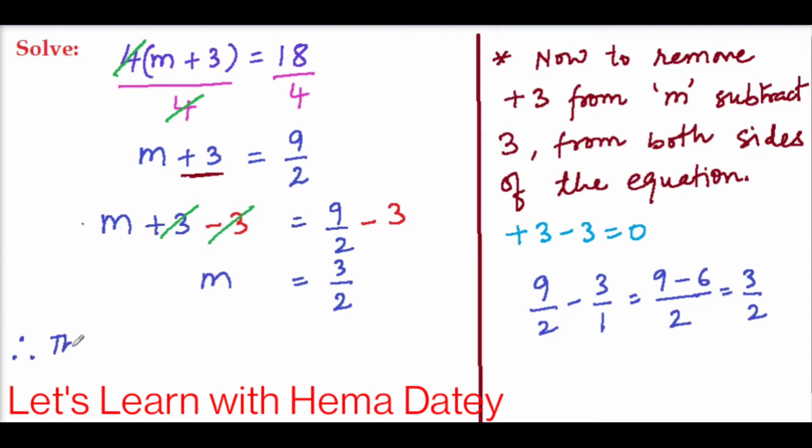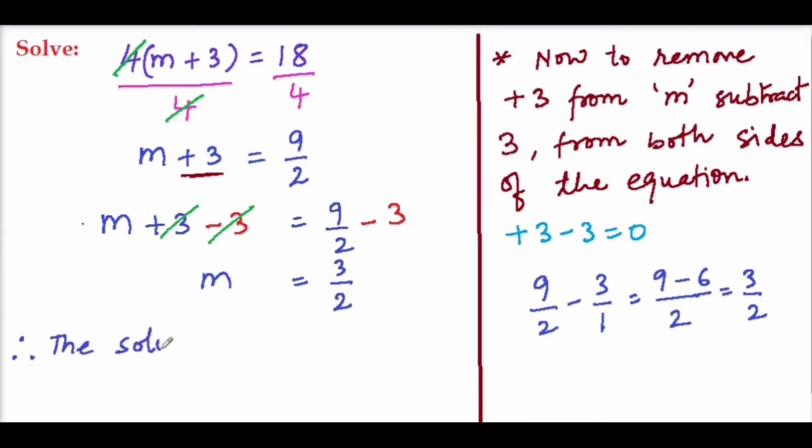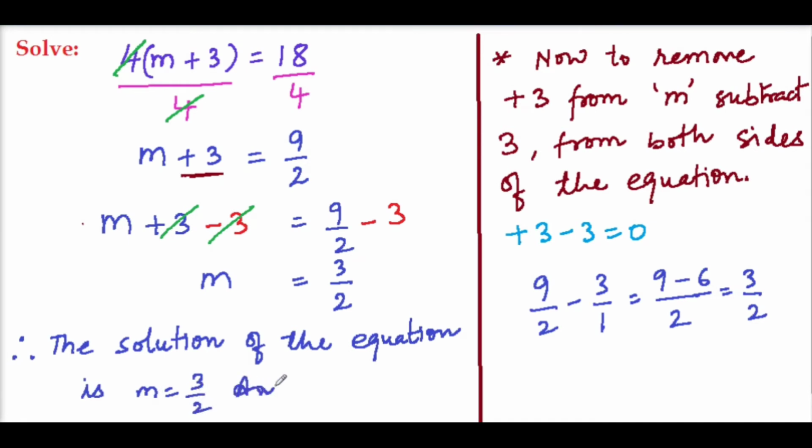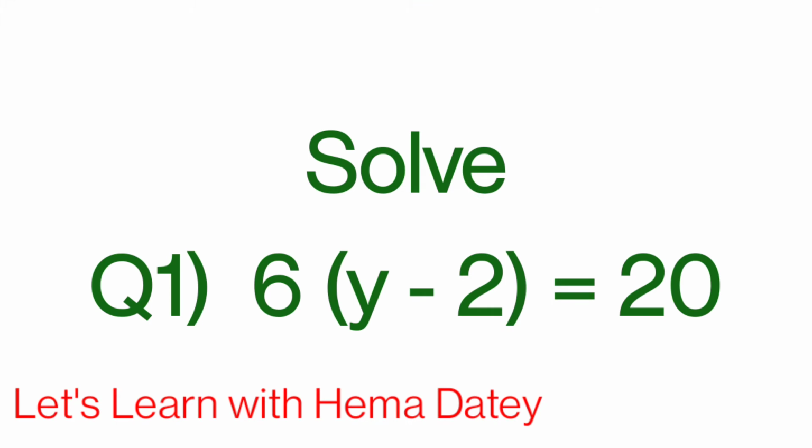We will write, therefore, the solution of the equation is m equals 3 by 2. This is the answer. Now you solve question number 1. 6 times y minus 2 equals 20.